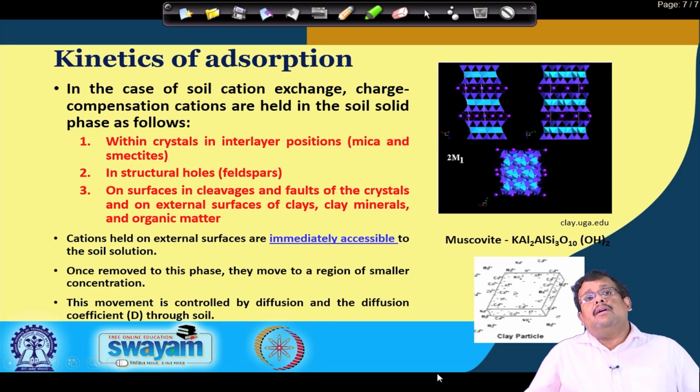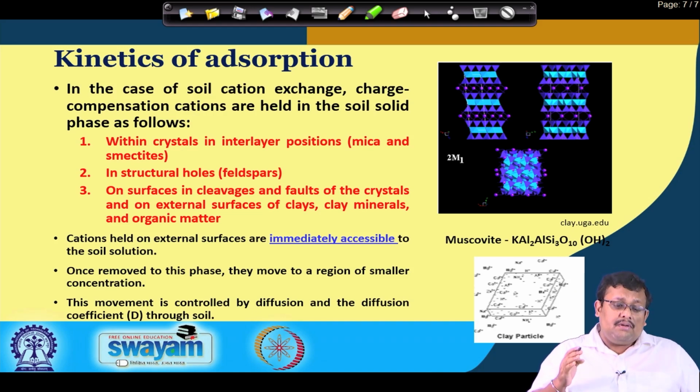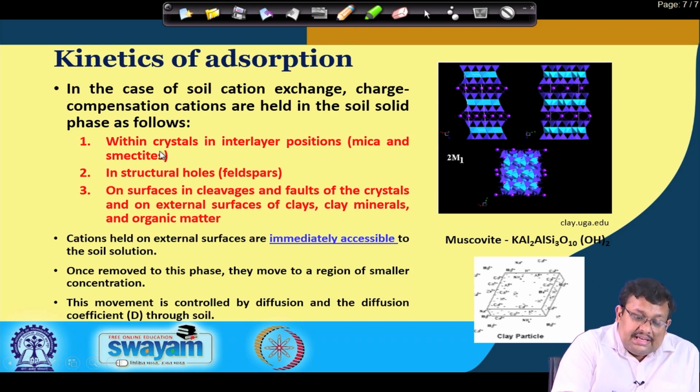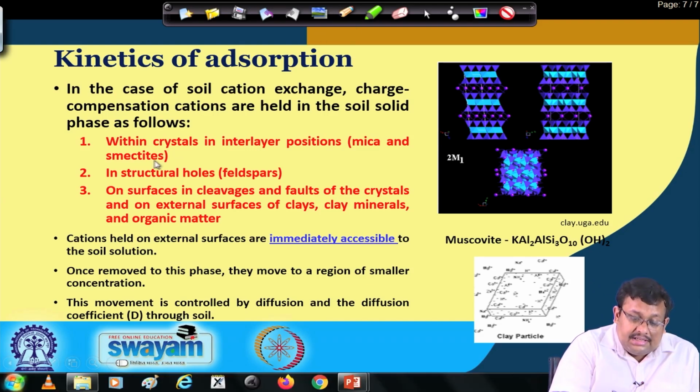Now, if we talk about the kinetics of adsorption in the case of soil cation exchange, charge compensation cations are held in solid phases basically in three fashions. One is within crystals in interlayer positions, for example, mica and smectite.